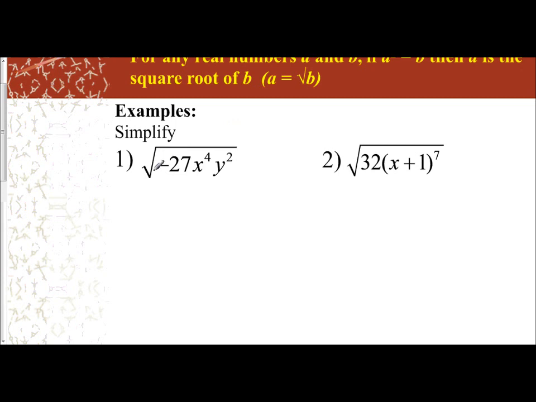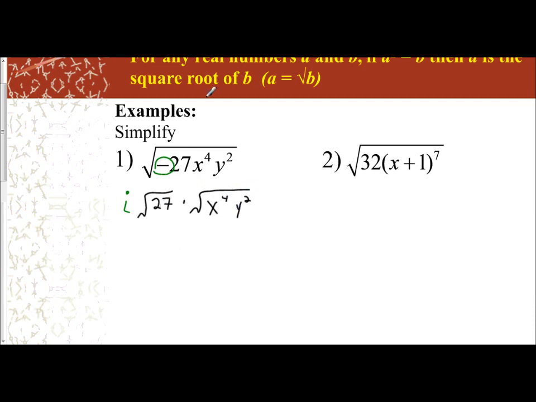First thing I'm going to notice is I have a negative inside the radical. So I'm going to take that out and make it an i. So I have i, and I have the square root of 27, which I'm going to have to simplify. And then I said I'm going to leave all the variables together and do them all at one time.